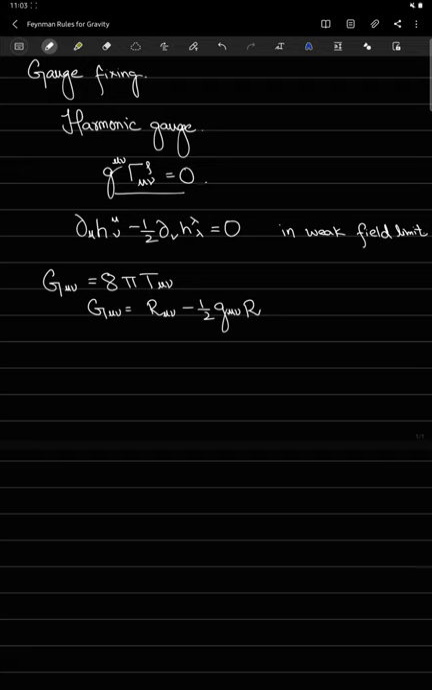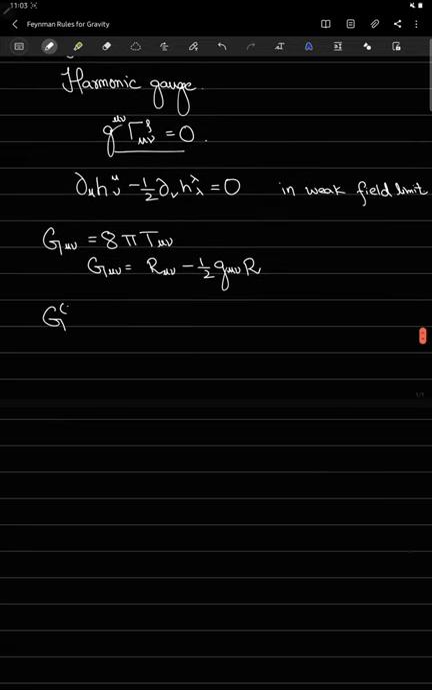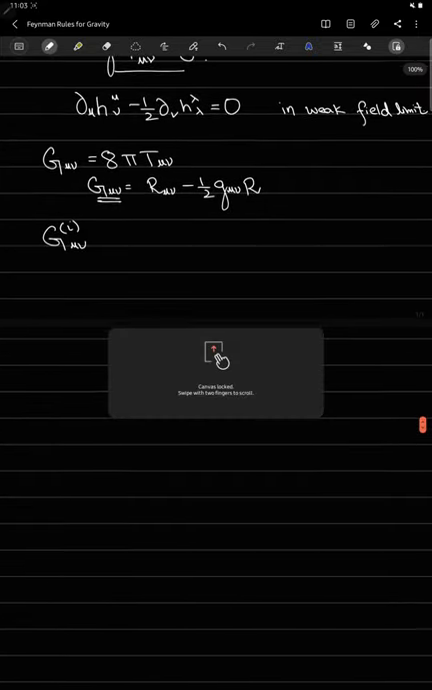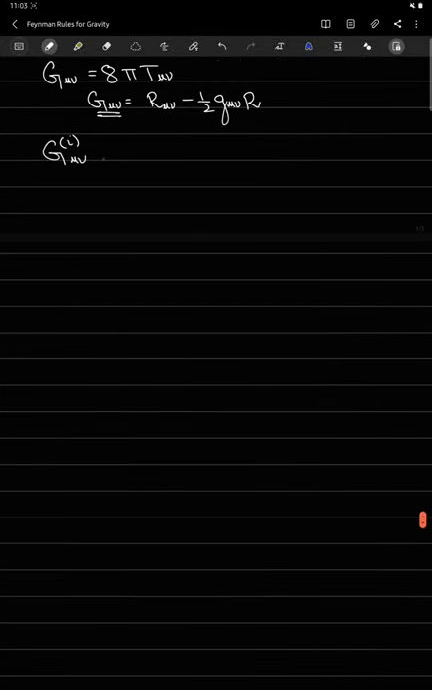And this is your normal Einstein equations, right? But now I'm going to use G I mu nu. Using this G I mu nu, I'm going to indicate the part of this G mu nu that contains the I-th power of the tensor h mu nu. So with that, up to the second order, I'll have G mu nu as G1 mu nu plus G2 mu nu, right?